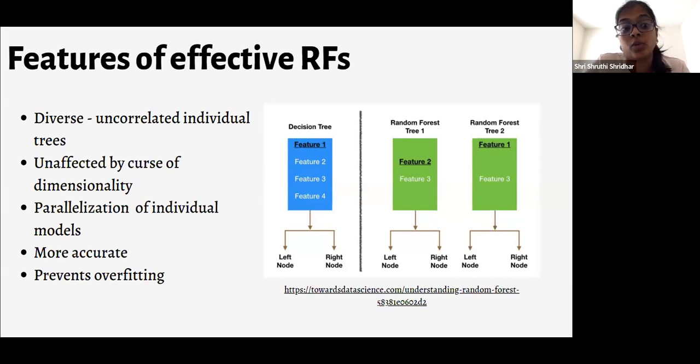So what's the next thing that we get as an advantage from this? We are not affected by the curse of dimensionality. So what does curse of dimensionality mean?